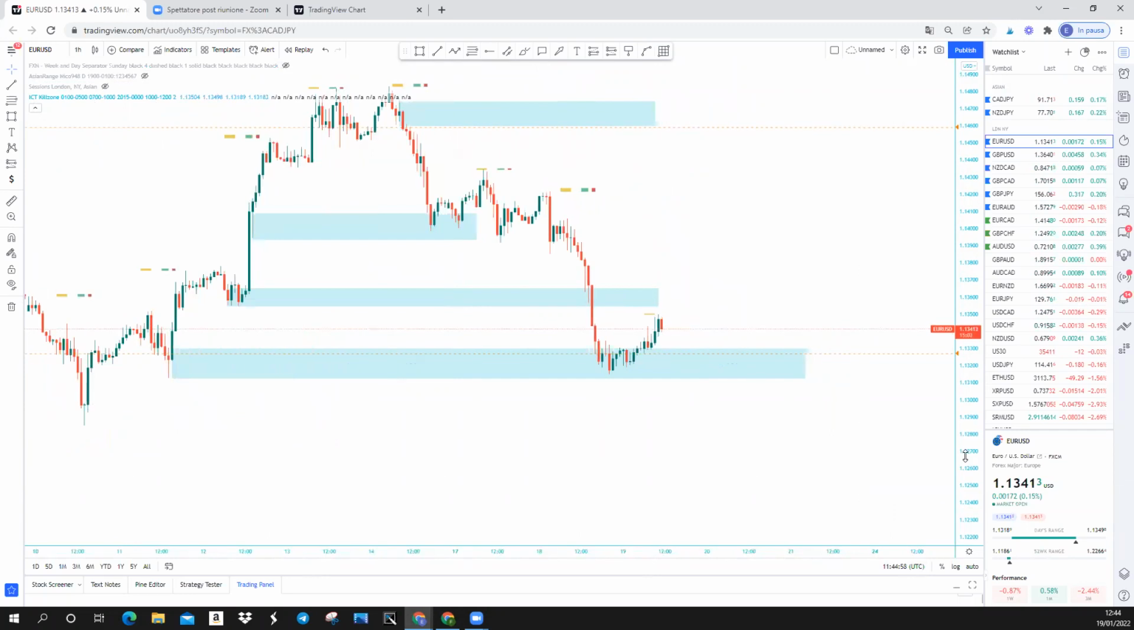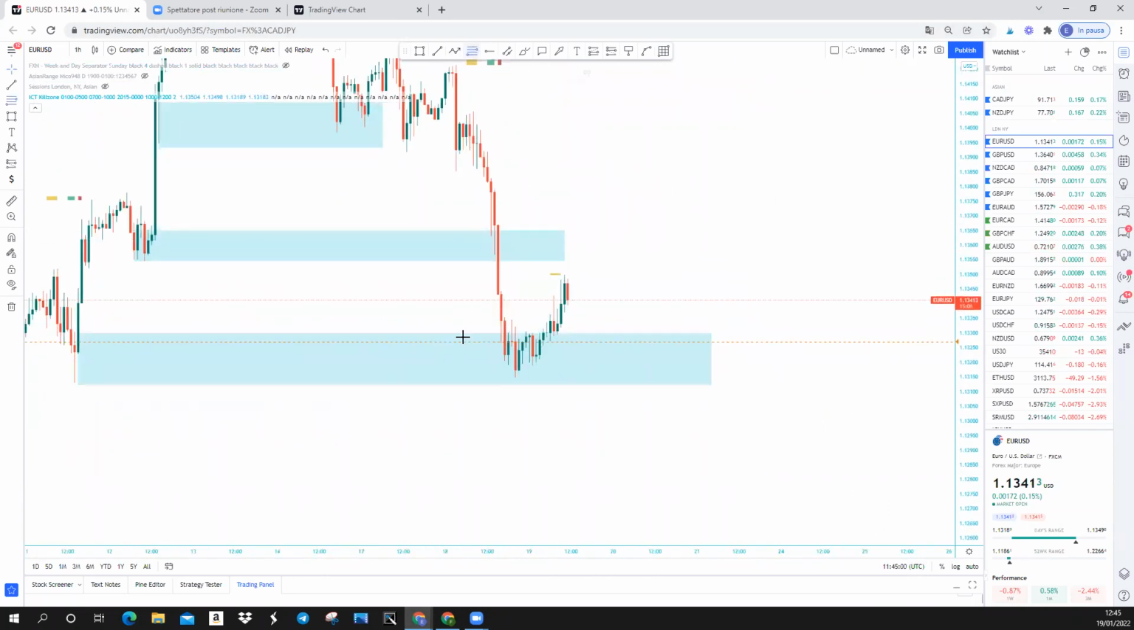For this reason, now I'm looking for buys, and I'm looking for buys at a discounted area. So down here, actually, from this demand. Okay. Let me actually move the alert right there. Perfect.